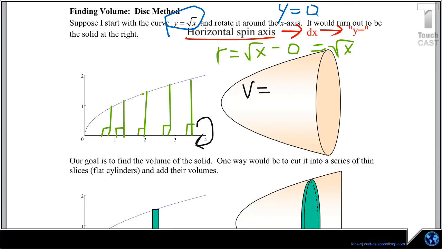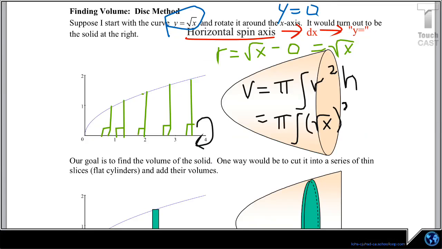And I'll do this by integrating to find the area under the curve times the height. So my formula now looks like this. I brought the pi out in front since it's just a constant. And my radius is square root of x, so I will square that. And my height, remember, is just dx.